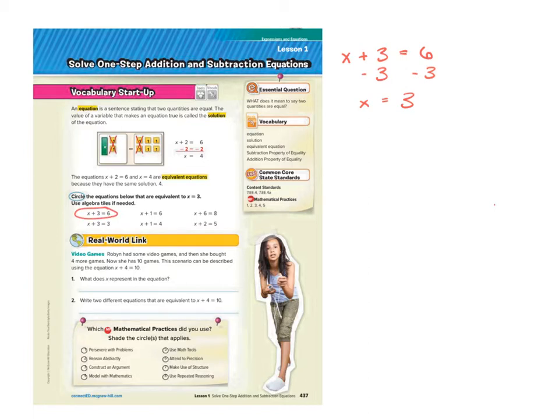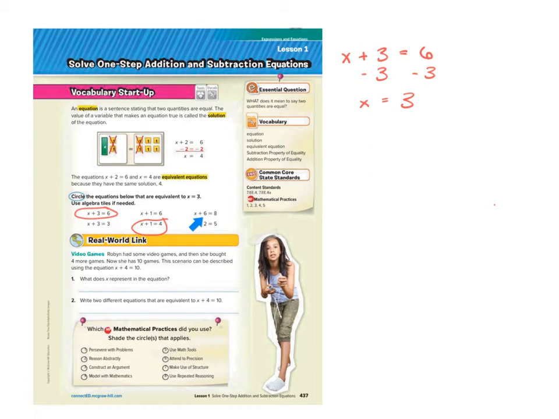So what we're looking for is using the inverse operation on both sides of the equal sign. So here we would subtract 3, and then we would subtract 3. Well, 3 take away 3 is 0. Well, x equals 0 is not what we're looking for. We're looking for x equals 3. So let's keep going. Here we're going to subtract 1, and then we're going to subtract 1. 6 take away 1 is 5. Oh, can't circle that one. We're going to take away 1, take away 1. Yeah, 4 take away 1 is 3, so that one we can circle.